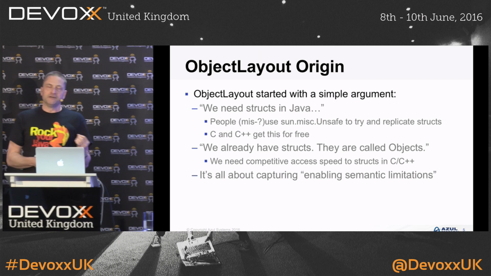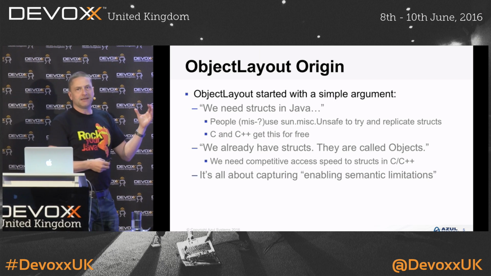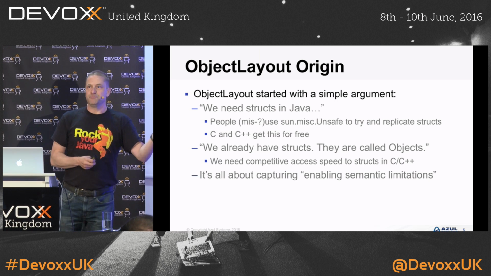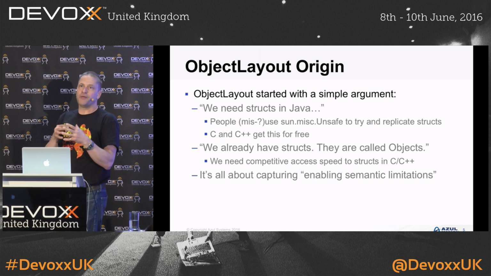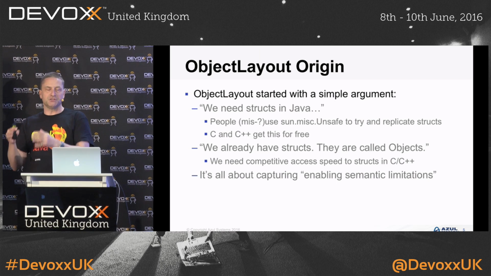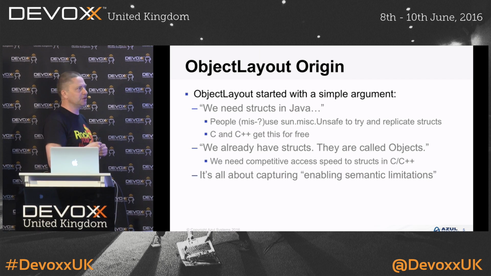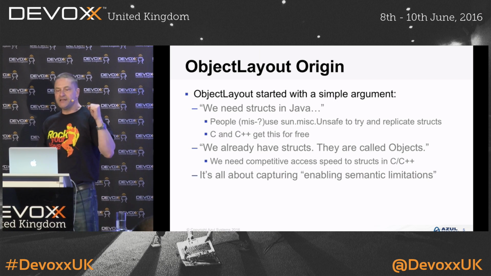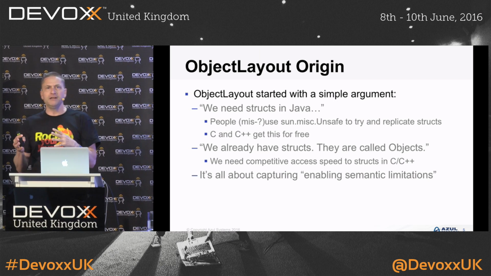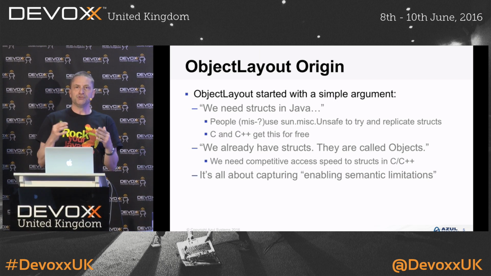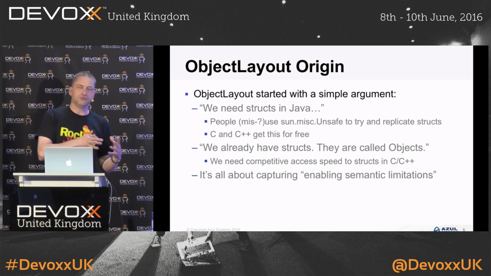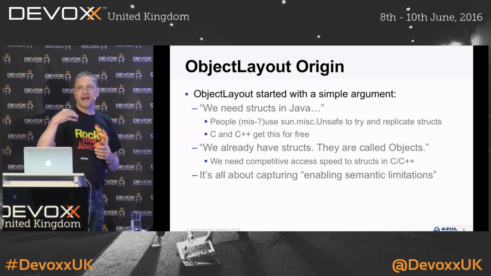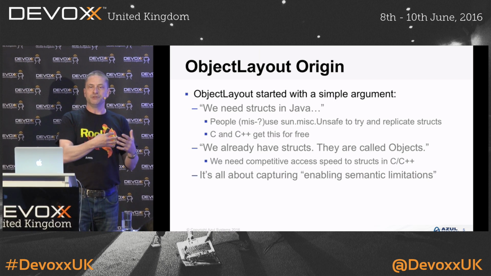What we need to do in Java is figure out how we can get the same speed that you get with structs by using objects, because although they're similar in terms of what they allow you to do, they're not actually the same. Certainly not the same in terms of the implementation underneath. And it's all about capturing the enabling semantic limitations. What that really means is how can we use Java as we know it, without really having to introduce certainly any new syntax, maybe some new APIs, and allow us to do the same thing that we can do with structs.